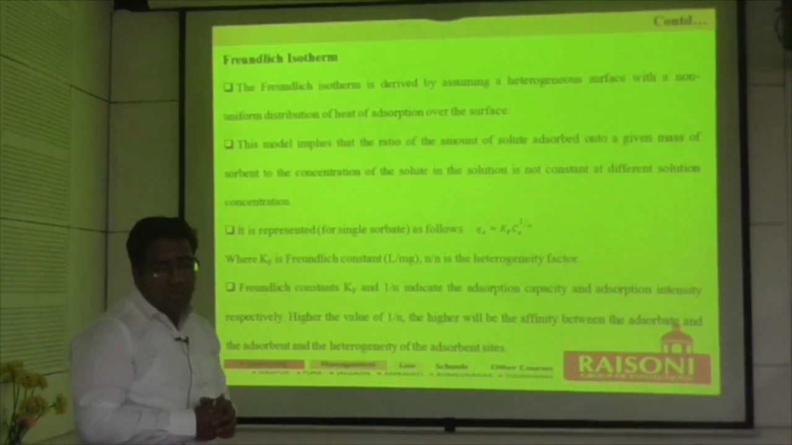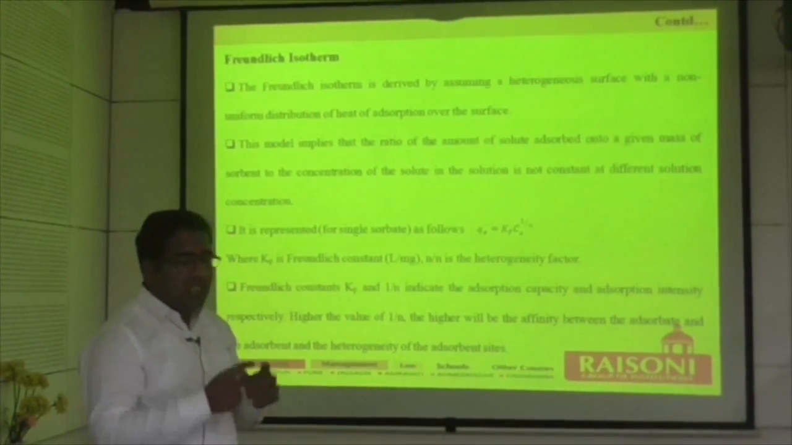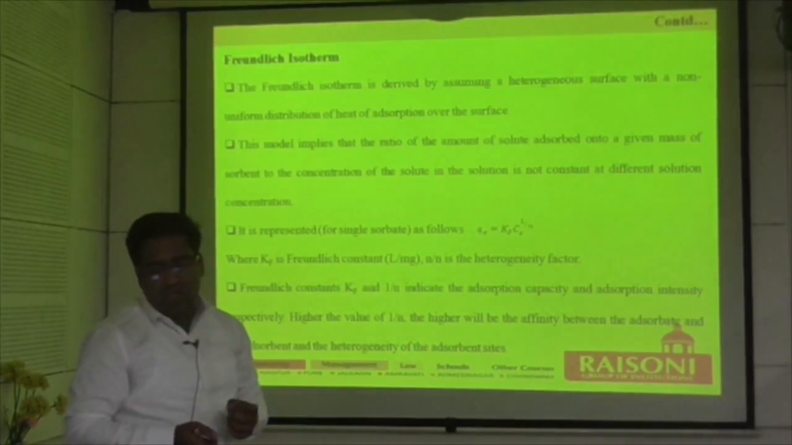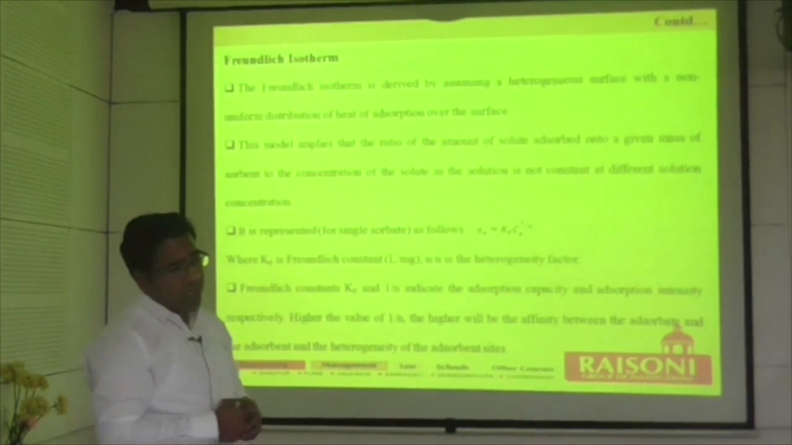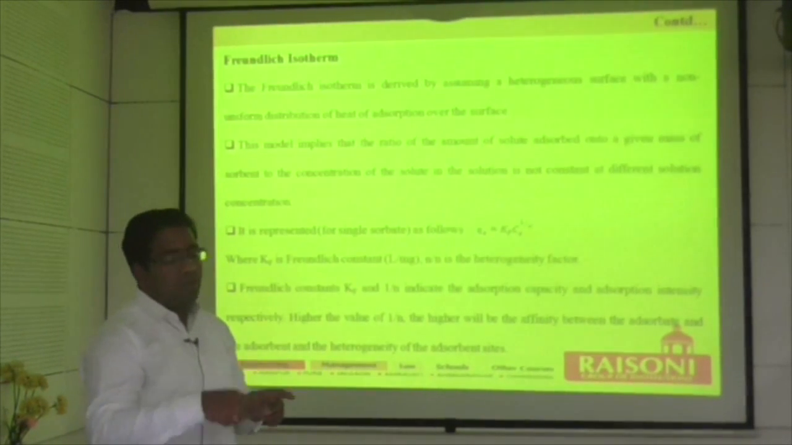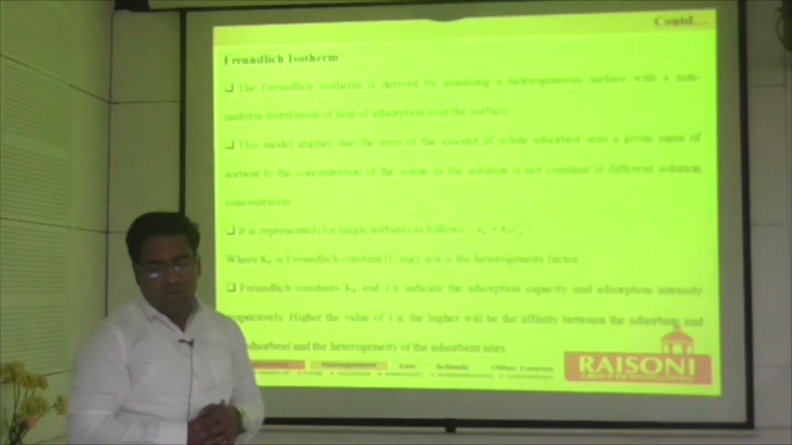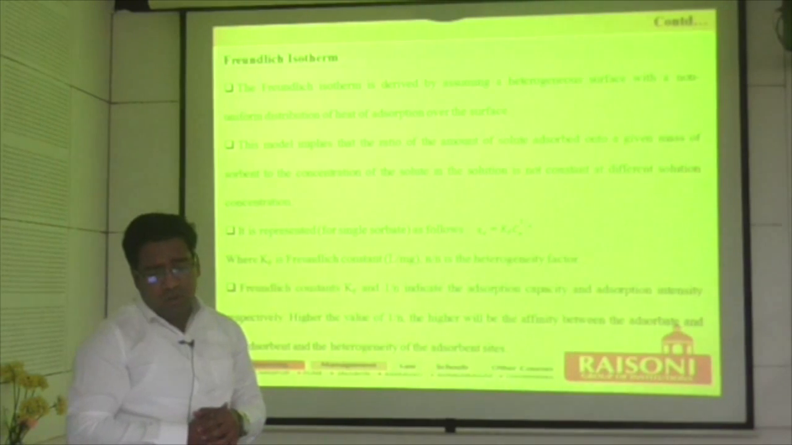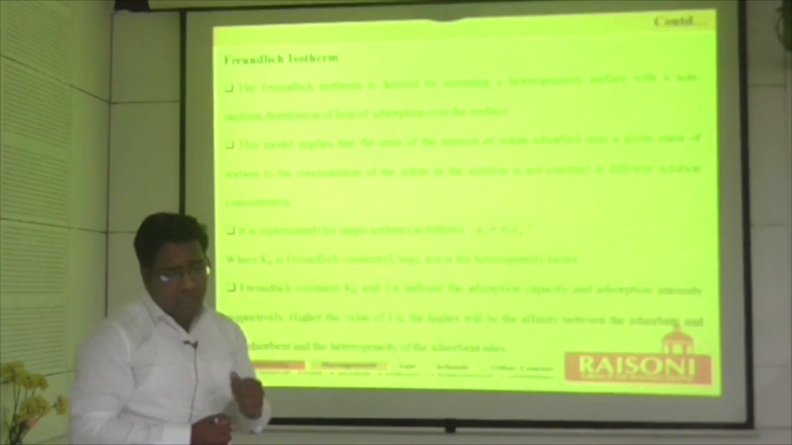The Freundlich isotherm is derived by assuming a heterogeneous surface. This is the difference between both. Previously it was homogeneous; this is a heterogeneous surface with a non-uniform distribution of heat of adsorption over there, so there will be a non-uniform distribution on the surface of the adsorbent.